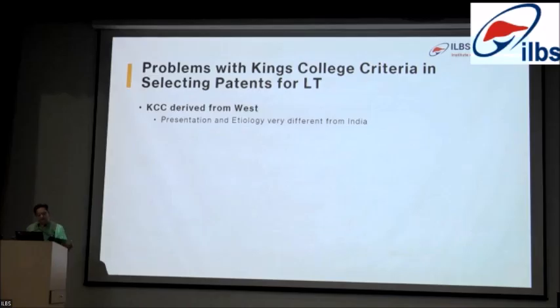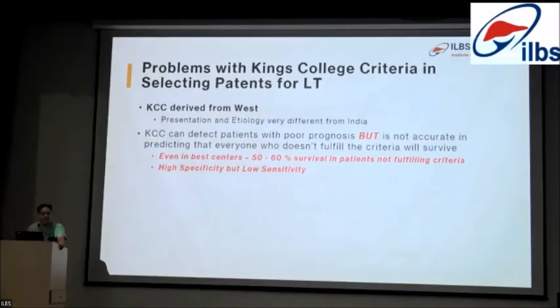So KCC was derived for the West. Presentation and etiology are very different in India. Indian patients have a very different presentation for ALF. KCC can detect patients with poor prognosis, but it is not accurate in predicting that everyone who doesn't fulfill the criteria will survive. It can just tell you that patients who fulfill the criteria have a very high probability of dying. But for patients who do not fulfill the criteria, it doesn't guarantee that they will survive with their native liver. And that's the biggest problem with KCC.